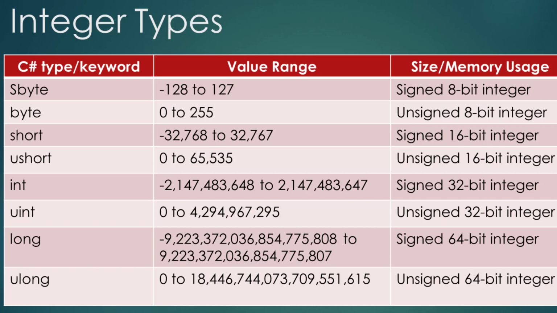The rest of our variables behave the same way as the byte and S byte, but each one doubles the amount of memory than the previous one used. So the short and U short uses 2 bytes of memory to represent just over 65.5 thousand values, and the int and uint uses 4 bytes of memory to represent just under 4.3 billion values. The long and ulong use 8 bytes of memory to represent a truly ridiculous amount of values.